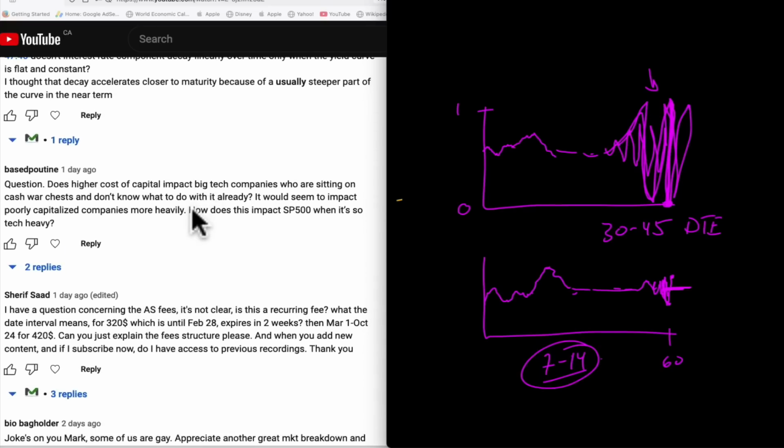Does higher cost of capital impact big tech companies who are sitting on cash war chests and don't know what to do with it already? It would seem to impact poorly capitalized companies more heavily. How does this impact S&P 500 when it's so tech heavy?